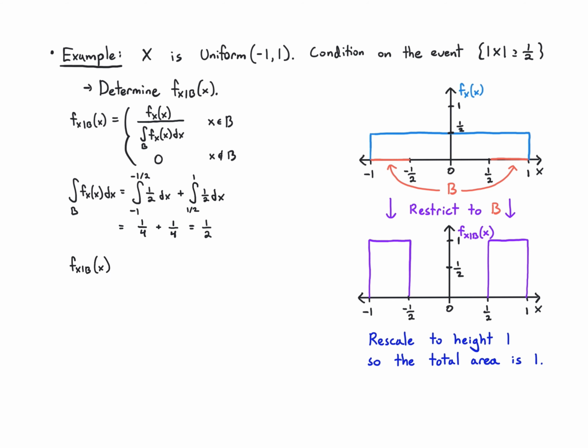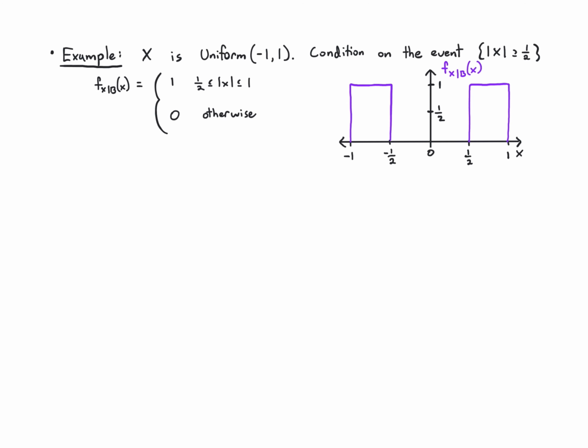Okay, so now plugging back in, I'm going to get just 1/2 over 1/2 whenever X falls into B, which is when the absolute value is between 1/2 and 1, and 0 otherwise. So it's 1 whenever I'm between 1/2 and 1 for the absolute value and 0 otherwise. And that looks just like this plot we derived visually. Okay, so now let's work out some other quantities for the same example, like the conditional expectation.